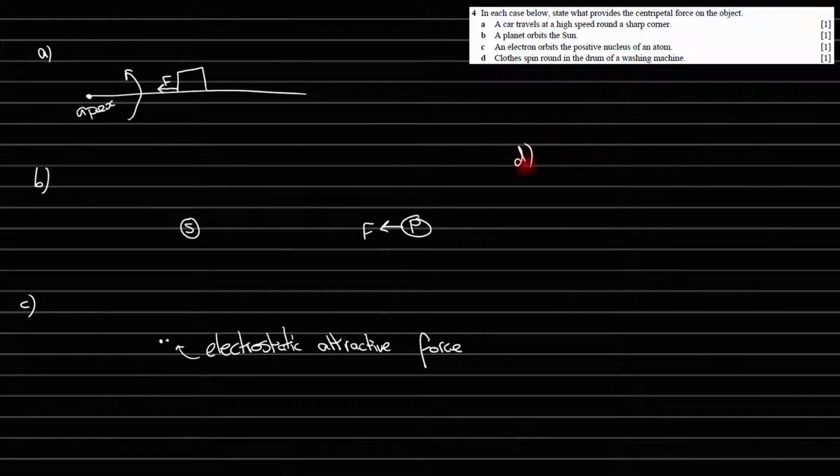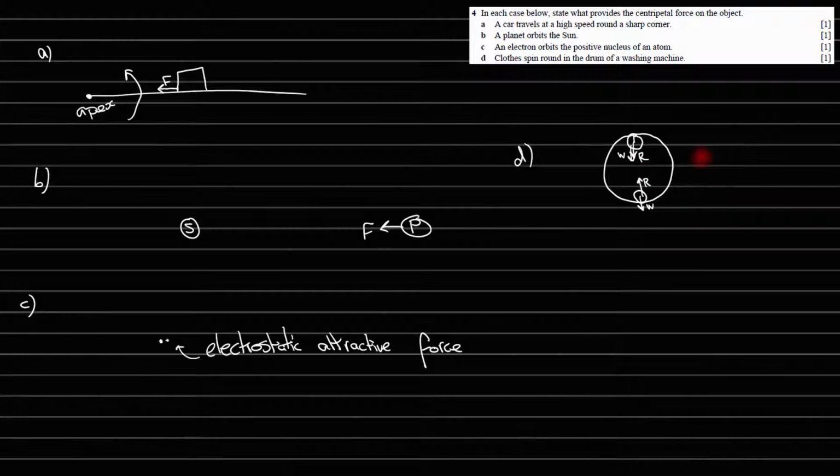And finally, part D, we've got clothes spinning around a drum of a washing machine. So if we model this as so, the circle is representing the drum. We could have, say, some clothes up here and some clothes down here. Well, up here we would have the normal reaction between the clothes and the drum, and that would be acting downwards. So that could be R, the reaction force. We'd also have the weight. And down here we could have the weight acting downwards, and then the reaction force acting upwards.